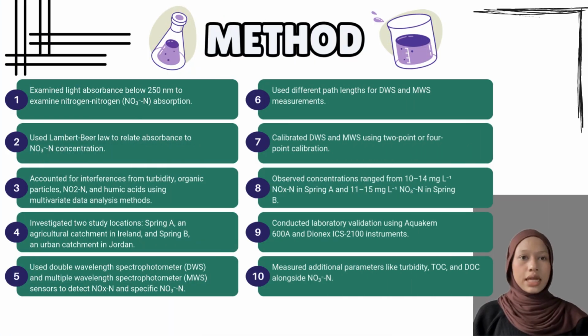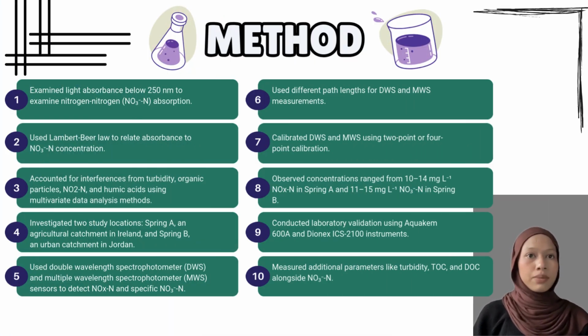The method used in this study focused on analyzing nitrate (NO3-N) absorption by examining light absorbance below 250 nanometers and applying the Lambert-Beer law to relate absorbance to concentration. Interferences from turbidity, organic particles, nitrite (NO2-N), and humic acids were accounted for using multivariate data analysis methods.